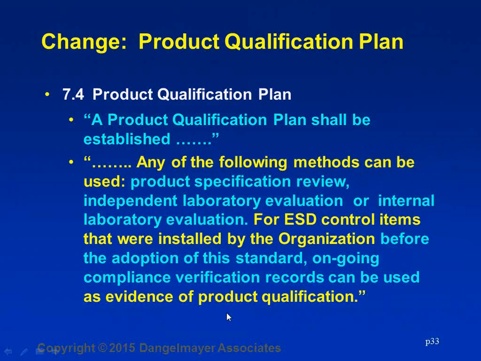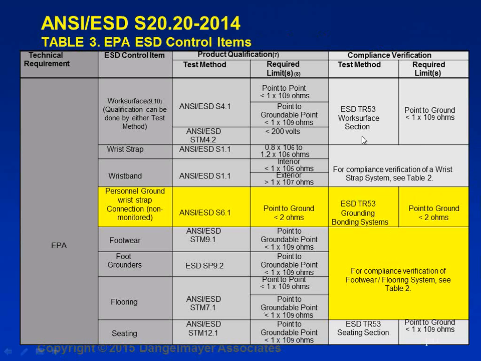Next slide, please. Okay, now we're going to take a look at Table 3, the table that has your EPA ESD control items. And what we've done is highlight the items that have changed from the previous document. What has been added is to monitor the personal wrist strap connection. This was not contained in earlier documents, and it's now been added. And essentially, you have to verify that from the wrist strap connection point to ground is less than 2 ohms. Both for qualification and for compliance verification.